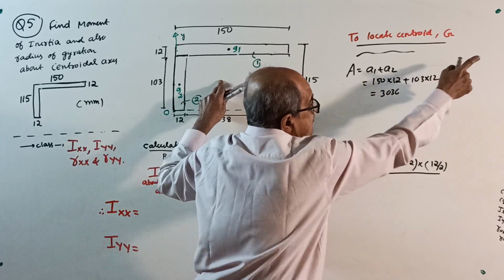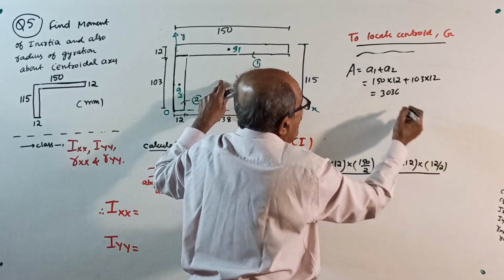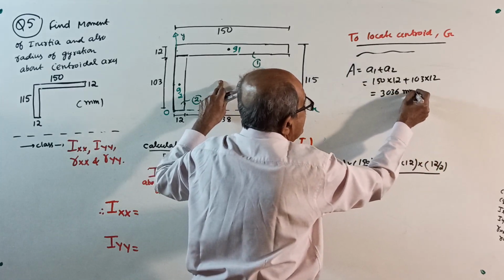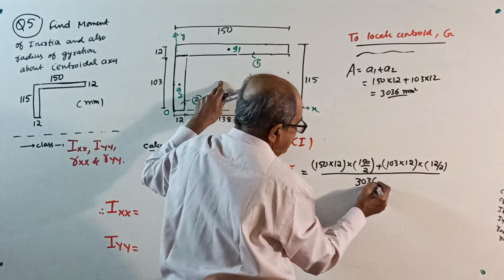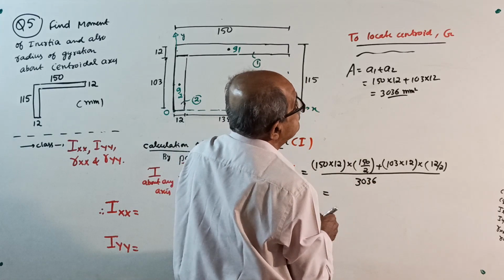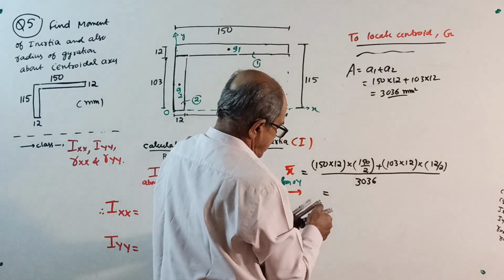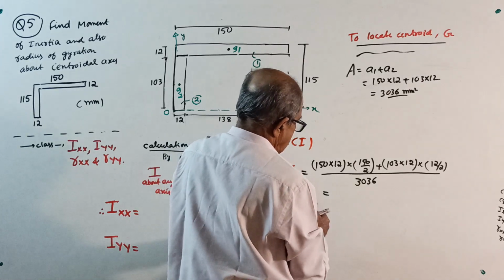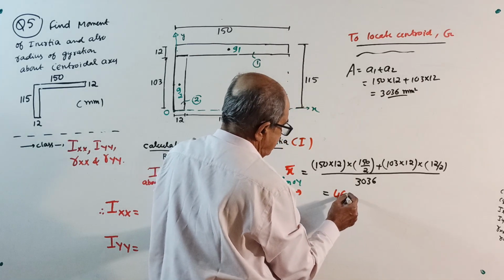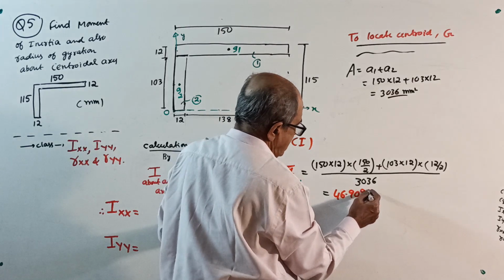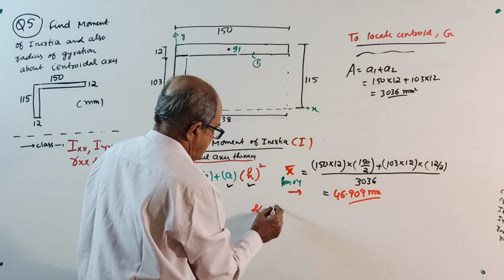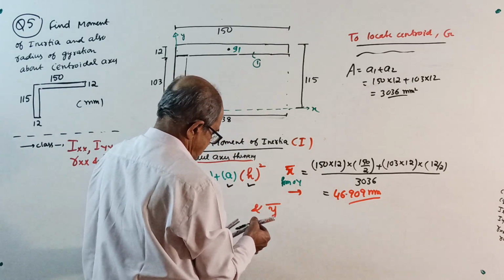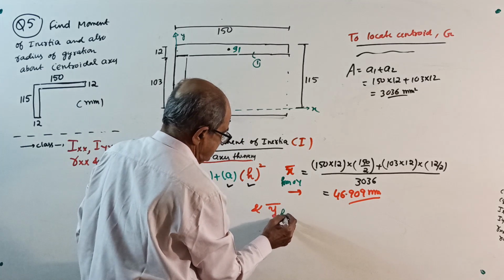3036. See, in the corner there, I noted all the answers, in mm square. So divide by A1 plus A2, which is 3036, and you will get the x bar. X bar will come 46.909 millimeter. I already calculated. 46.909 millimeter. Okay.